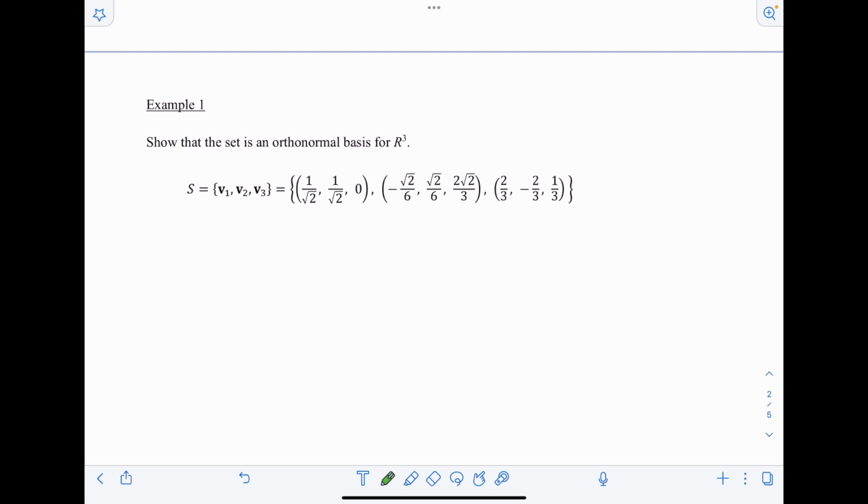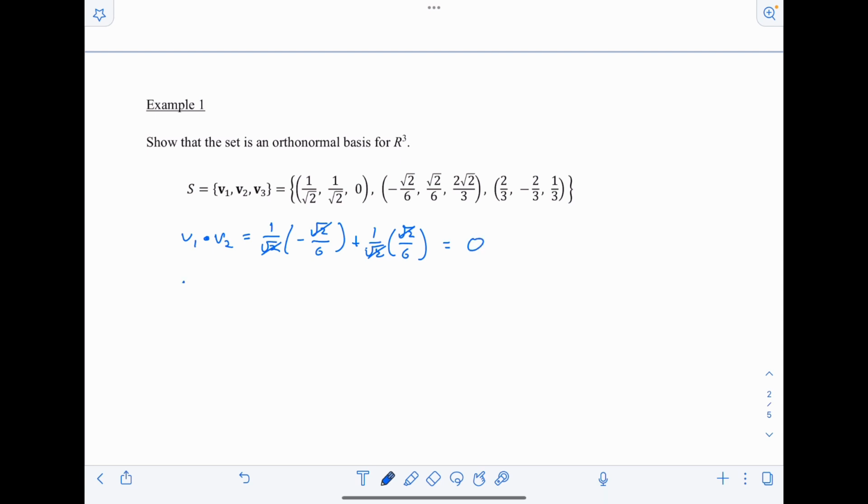So let's start with the latter. Let's start by showing that the dot products are all 0. So we're going to take the dot product of V1 and V2. And in this case, I'm going to actually write this out. These are some crazy numbers, and I don't want to get lost in trying to do this in my head. So we've got 1 over the square root of 2 times negative root 2 over 6, plus 1 over root 2 times root 2 over 6. And then our third term would just be 0 times something. So that'll be 0. And notice that the root 2's cancel, and so we have a negative 1 over 6 plus a positive 1 over 6, which is 0.